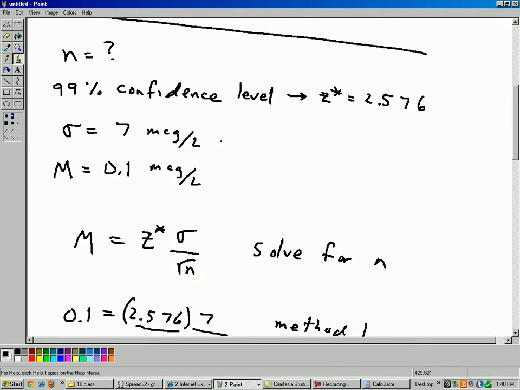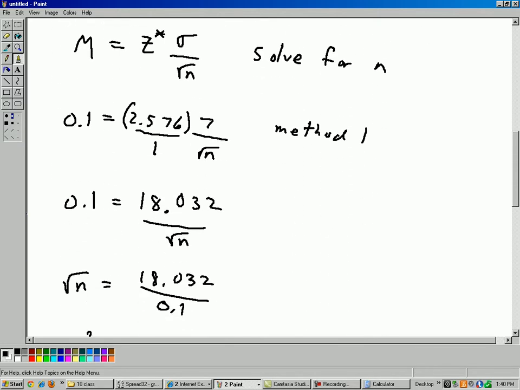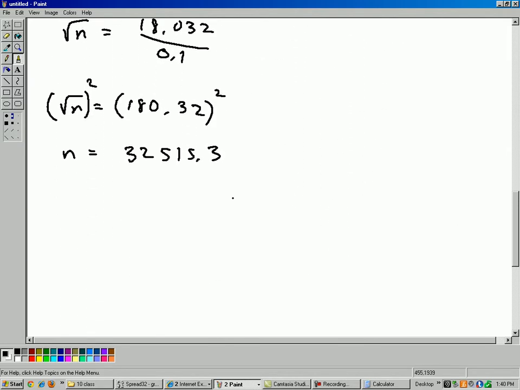So that's a huge sample size, but that's because we have terribly strict criteria here. We need a super small margin of error, only 0.1 micrograms per liter, and we have a really high confidence. So the only way we can satisfy both of those conditions is to have a really big sample. All right, now of course sample size is the number of individuals. You can't have 0.3 of an individual, so in general you round up.